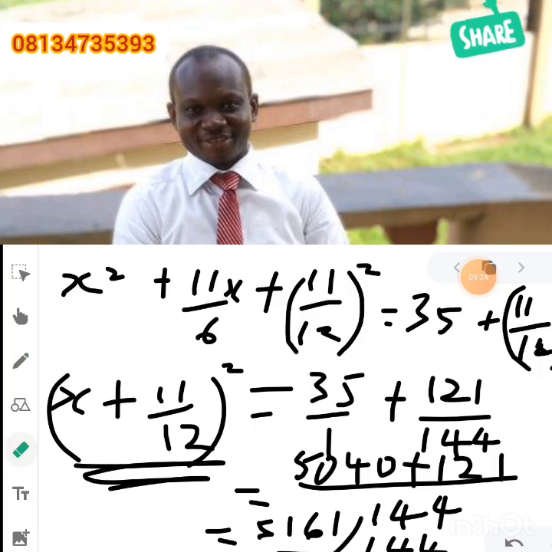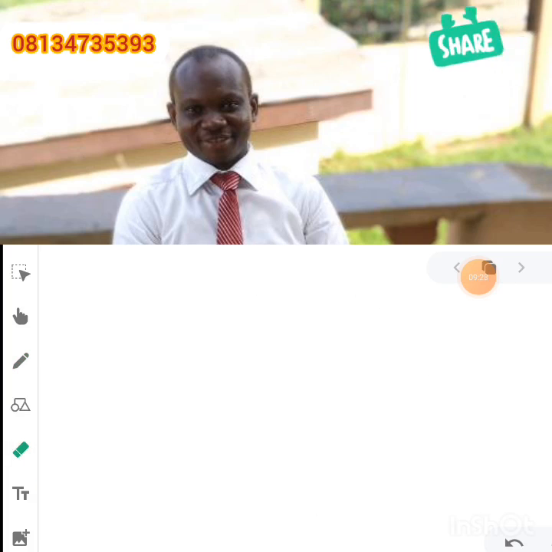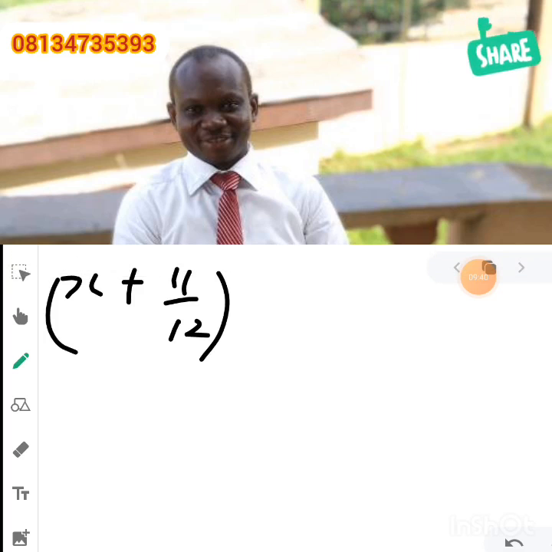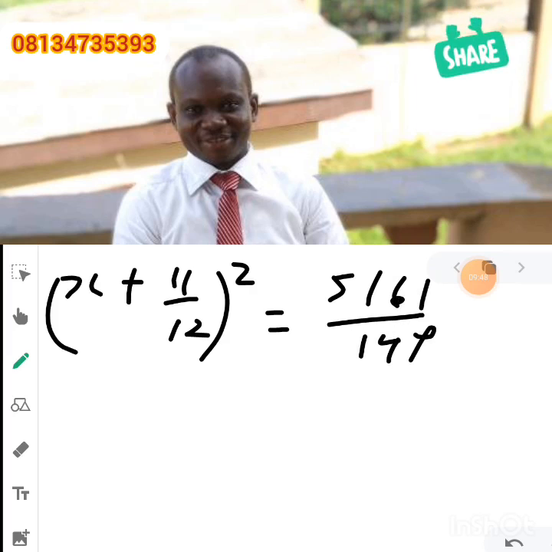Sorry about my voice, it's cracking now. Let's clear the board. X plus 11 over 12 squared, I'm trying to recollect that, equals to 5161 over 144. So the next step says we should what? I want someone to tell me that, but I can't hear your voice. I'm sorry. Can't hear your voice. Okay, can you speak louder?